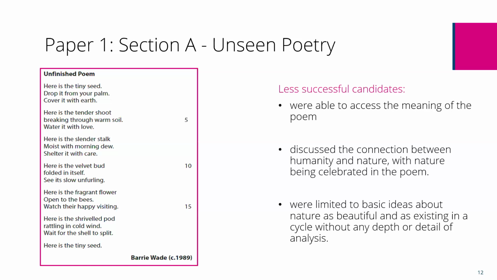So less successful candidates were able to access the meaning of the poem, so the narrative of it. They discussed the connection between humanity and nature, with nature being celebrated in the poem. But they were limited to basic ideas about nature as beautiful and as existing in a cycle without any depth or detail of analysis. So how did more successful candidates respond?